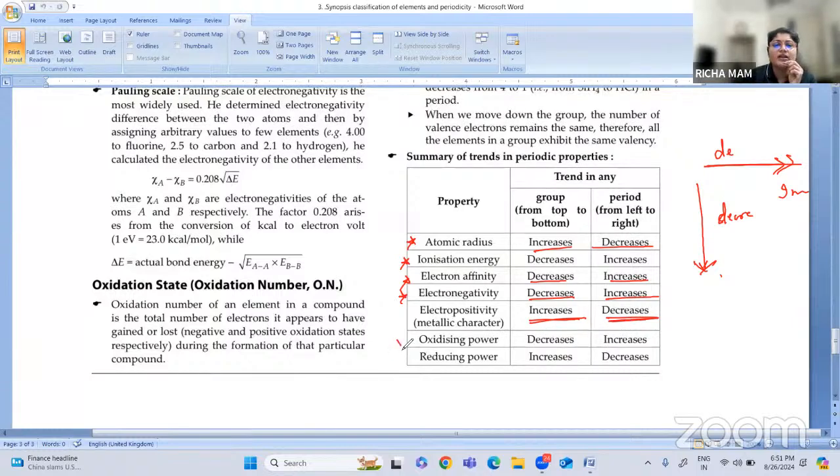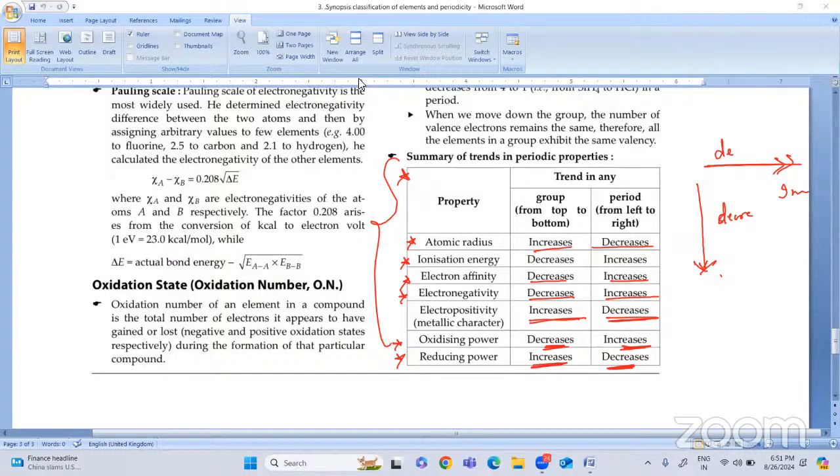Then the oxidizing power in the group, it decreases. In the period, it increases. So this trend is very important. Please remember this. Please note it down. And reducing power in the group, it increases, and across the period, it decreases. Very, very important. I hope this is clear. So we have completed the synopsis.